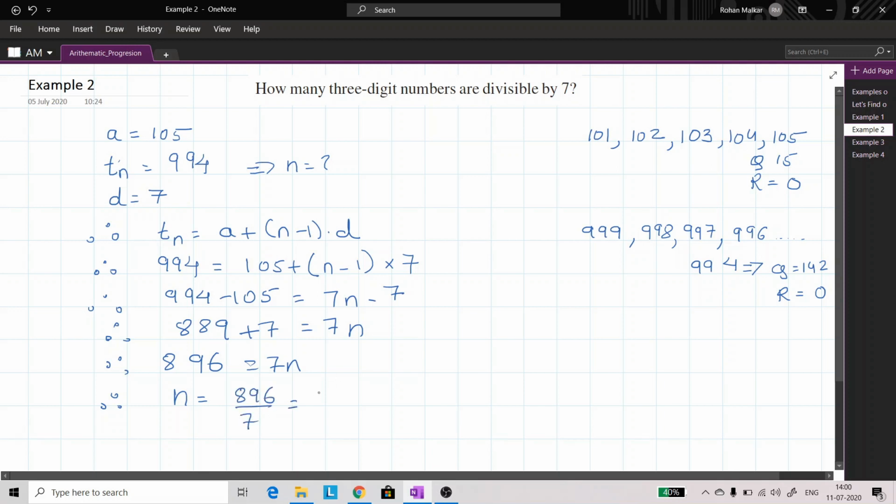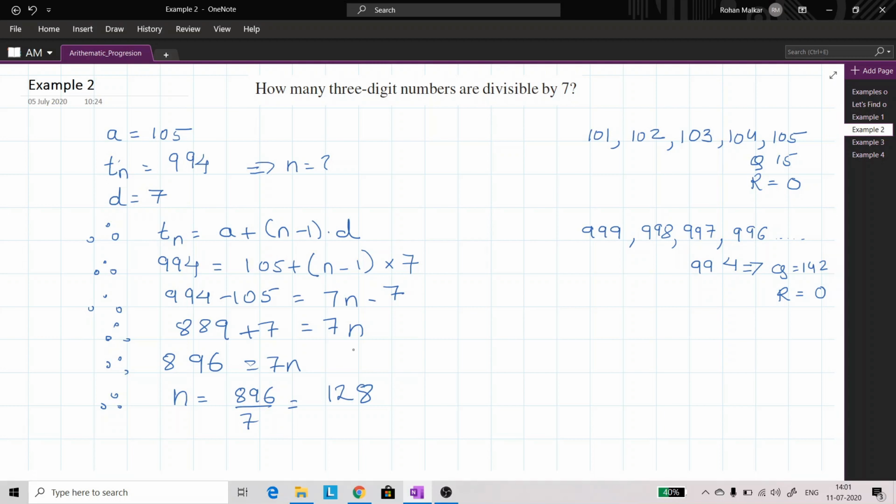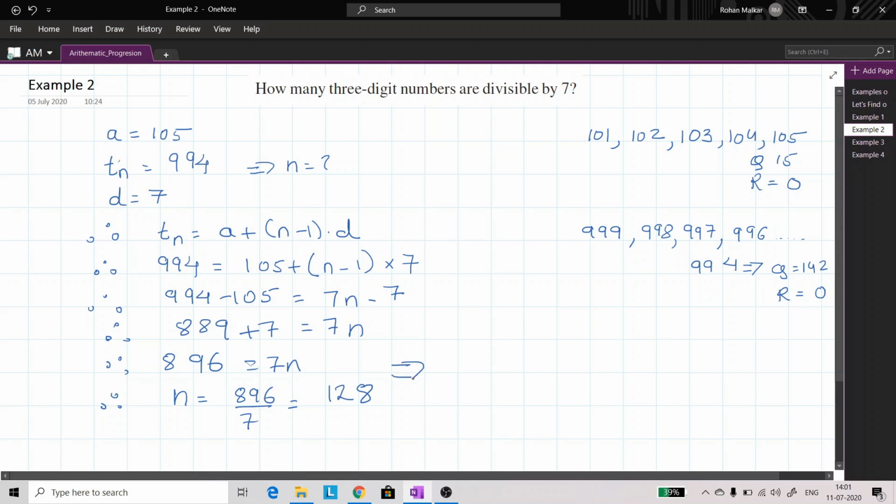which will turn out to be 7 ones are 7, remainder is 1 and 9, 7 twos are 14, remainder is 5 and 6 you carry forward, then you get 7 eights are 56. So the answer is 128. So what does this imply? It implies that there are 128 three-digit numbers which are divisible by 7.